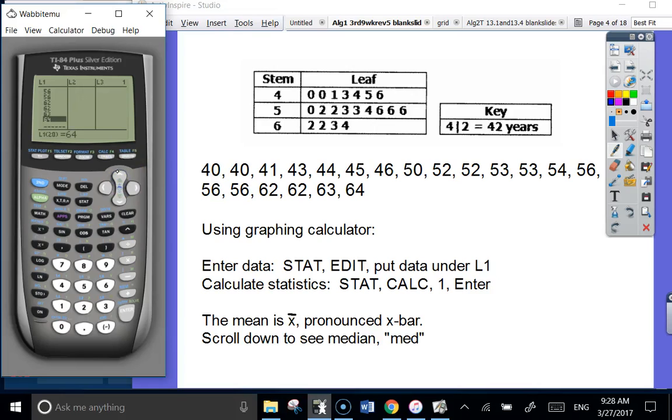Okay, so once you've done that with the calculator, you enter the data, stat, edit, then you do stat, calc, 1, enter. Stat, arrow over to where it says calc on the top of the screen, and then number 1 variable statistics, and you hit 1, and you're going to have to hit enter 3 times. 1, 2, 3.